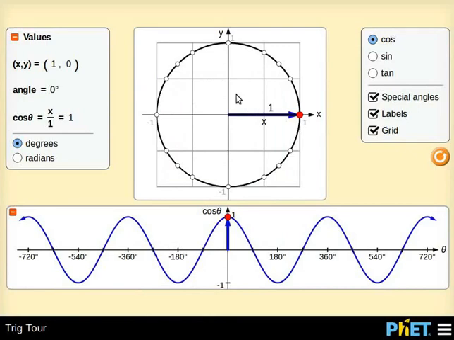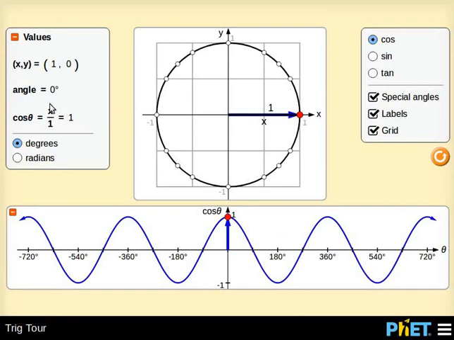A unit circle is drawn in a Cartesian coordinate system with x and y axis in the unit circle box. A red point is seen at the circumference of the circle on the x-axis. A blue arrow is seen along the x-axis pointing to the red point. This corresponds to a radius of 1 for the unit circle. The values box contains important values.